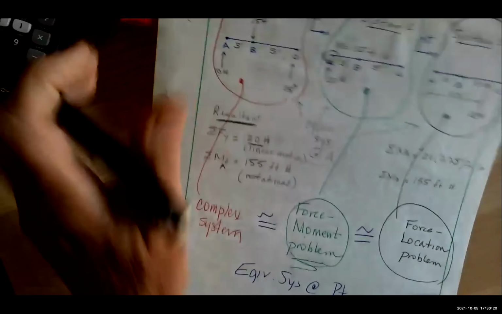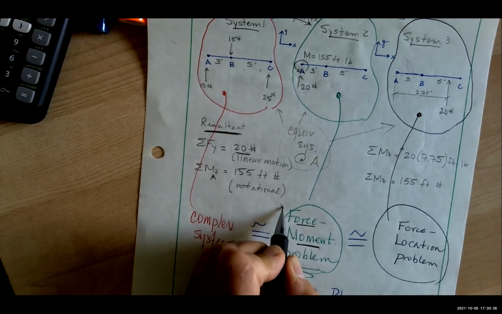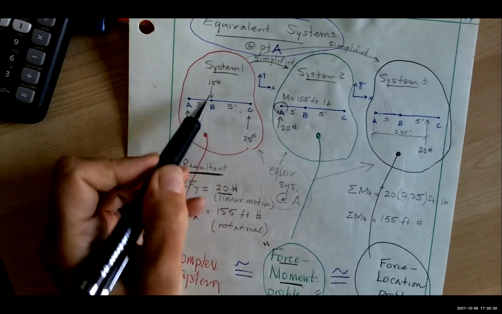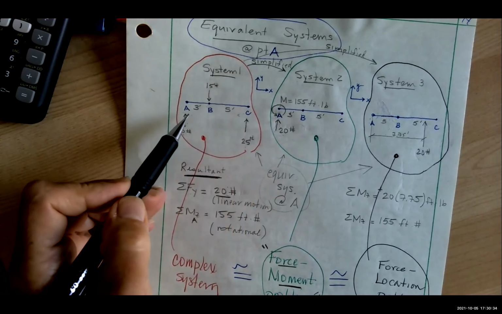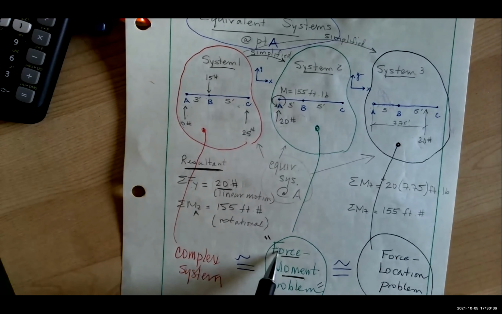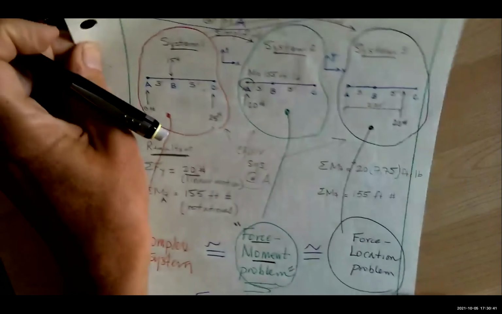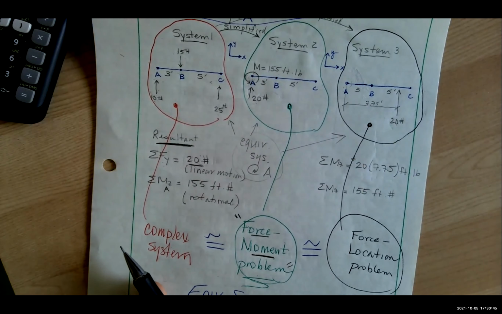This is called an equivalent system. It's an equivalent force moment problem, and this is what I call it. I call it a force moment problem because the problem is asking you to find an equivalent system, simplifying this problem by putting one force and one moment at a point. The other equivalent system is called a force location problem.